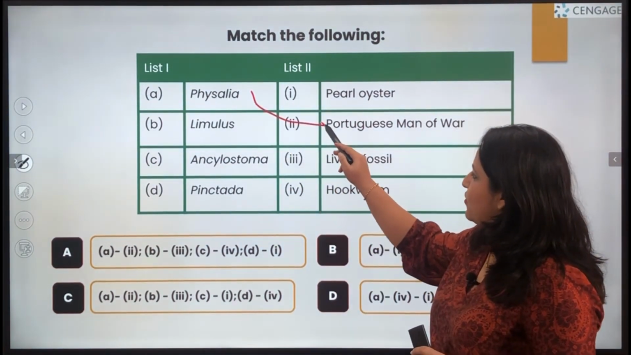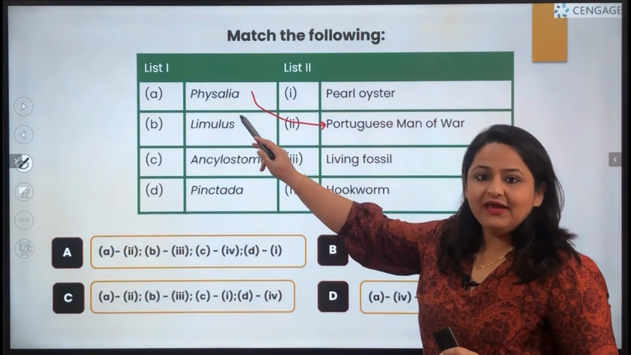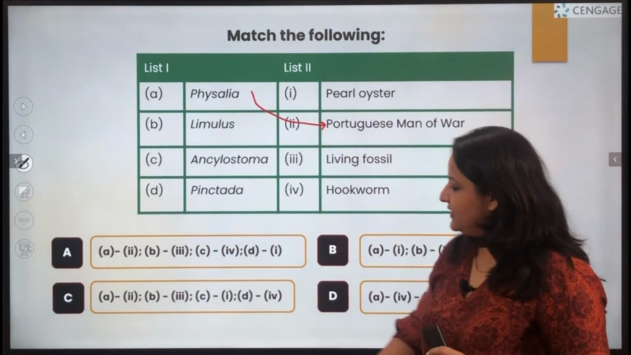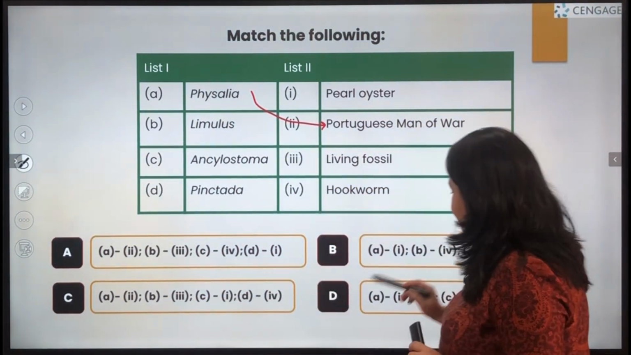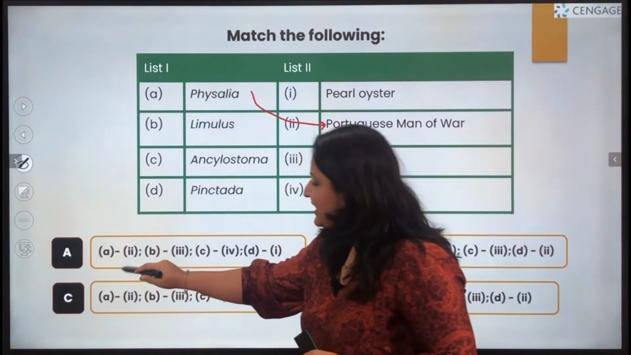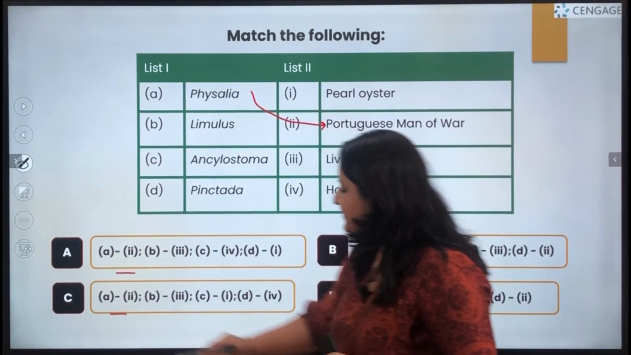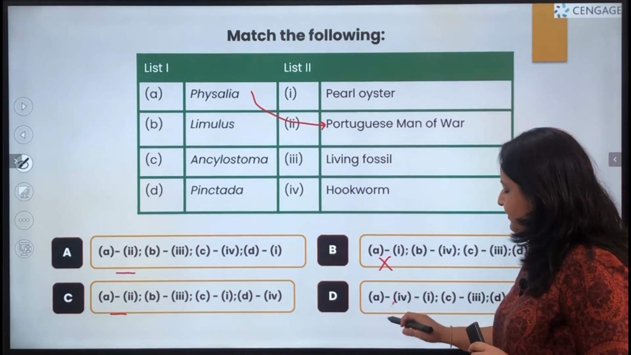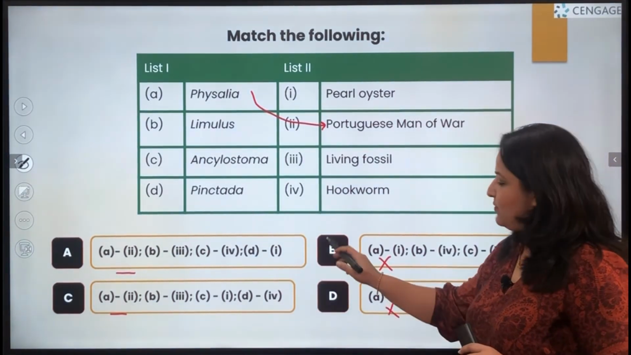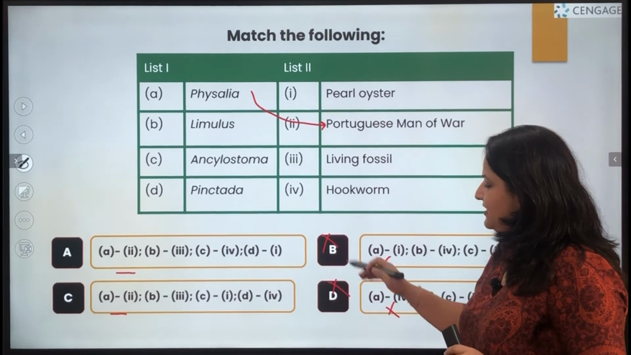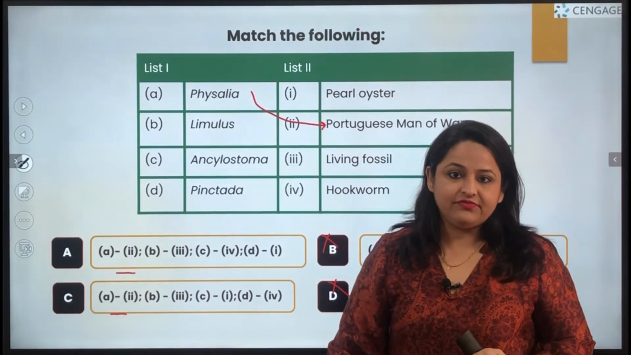Physalia we know is Portuguese man of war. So A will be matched with 2. The options having A with 2 are only A and C, whereas both of these are not correct. So our option D as well as B can be cancelled out from here itself.